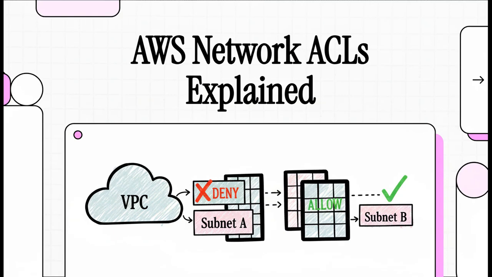All right, let's talk about a really fundamental but honestly sometimes confusing part of AWS security, network access control lists. You'll probably hear them called NACLs for short. So if you've ever wondered how to set up that very first line of defense for all your stuff in the cloud, you are in exactly the right place.